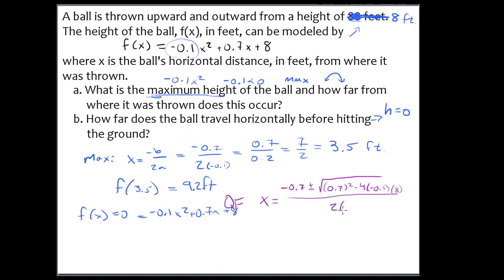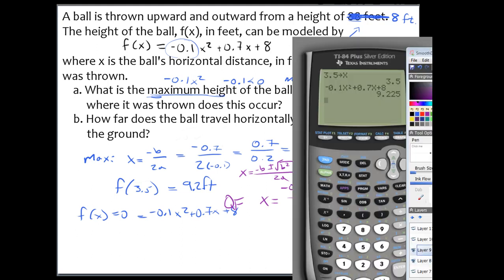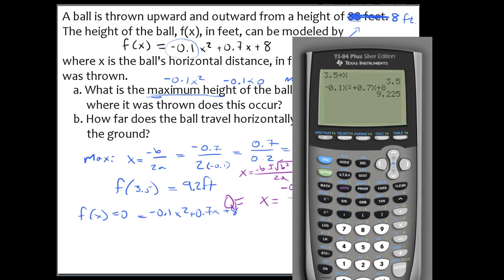Okay, all over 2 times negative 0.1. The quadratic formula, again, being x is equal to minus b plus or minus the square root of the quantity b squared minus 4ac, all of that divided by 2a, which for these particular values gives us this. And again, I'm going to have my calculator figure that all out.